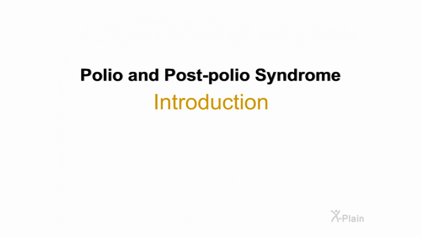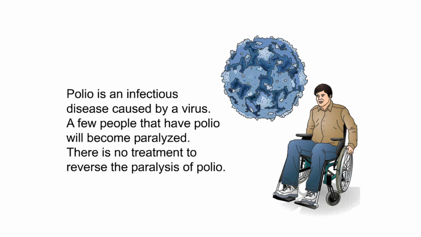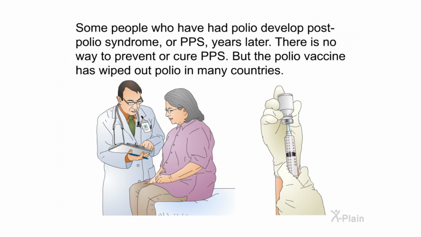Polio and Post-polio Syndrome. Introduction. Polio is an infectious disease caused by a virus. A few people that have polio will become paralyzed. There is no treatment to reverse the paralysis of polio. Some people who have had polio develop post-polio syndrome, or PPS, years later. There is no way to prevent or cure PPS, but the polio vaccine has wiped out polio in many countries.